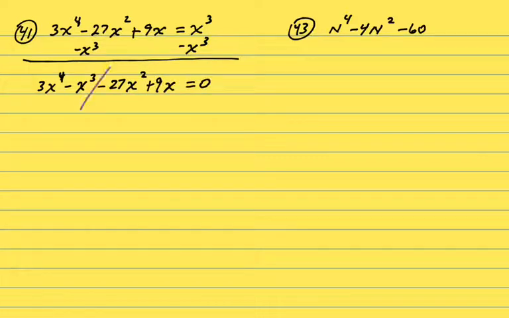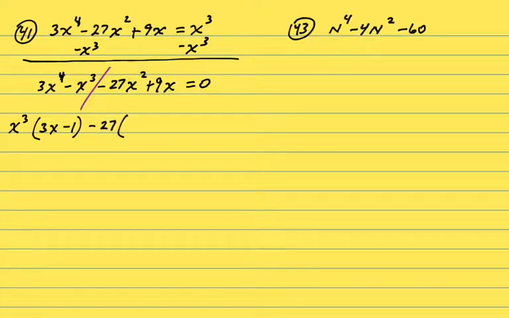Again, 4 terms. I'm going to take an x to the 3rd out of the left. If I take an x to the 3rd out, it looks to be 3x minus 1. Would that give me 3x to the 4th minus x to the 3rd? Over here on the right, I'm going to take out a negative 27.